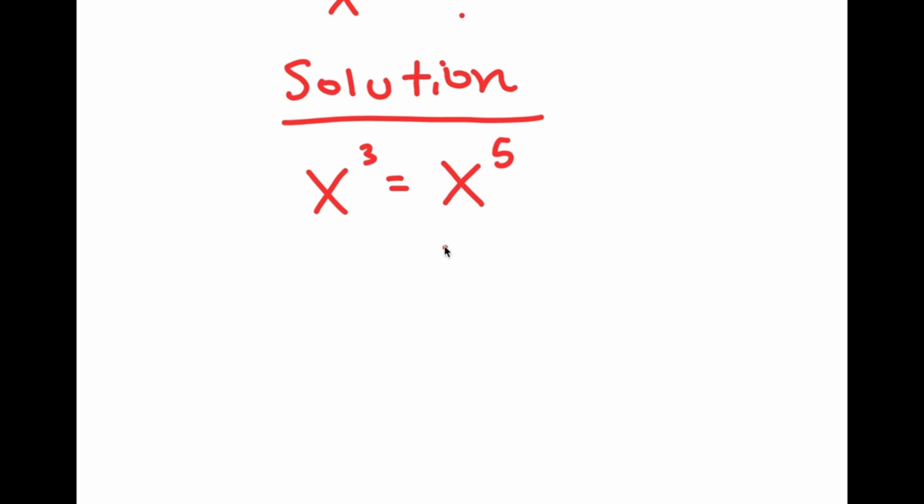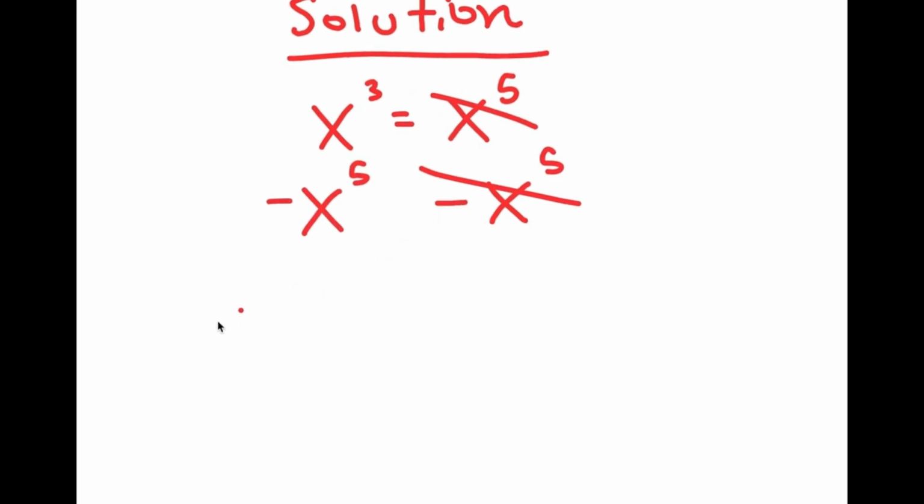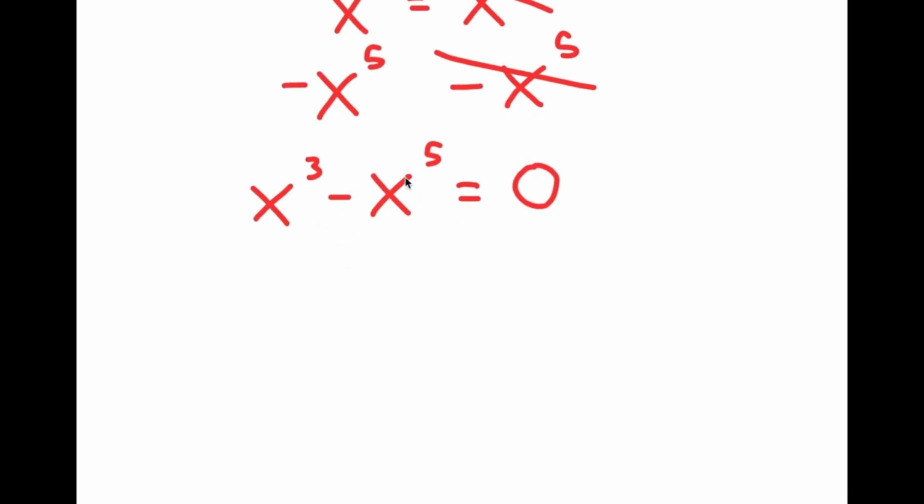And what I'm first going to do is subtract x to the power of 5 on both sides. So these two cancel out. And I get x^3 - x^5 = 0. Now, from here, x to the power of 5 is the same thing as x to the power of 3 plus 2.